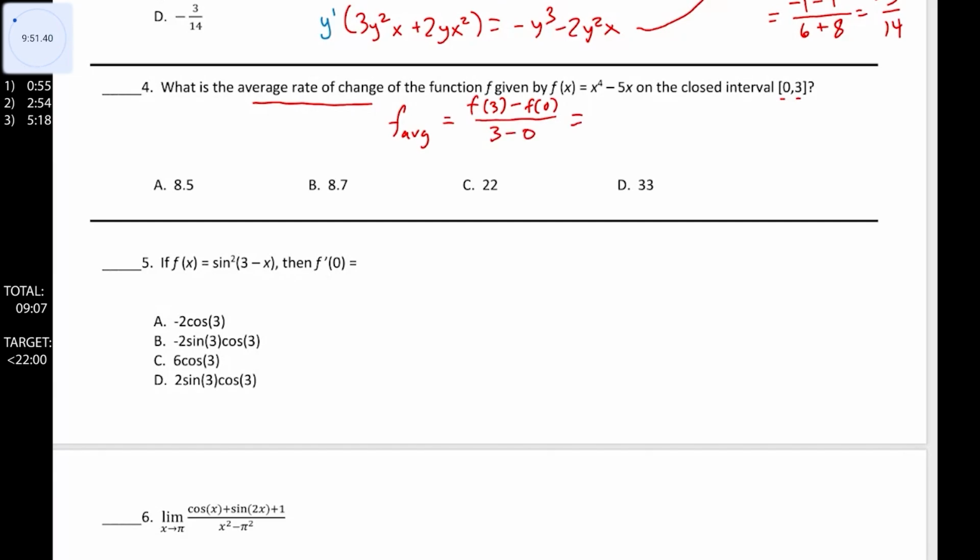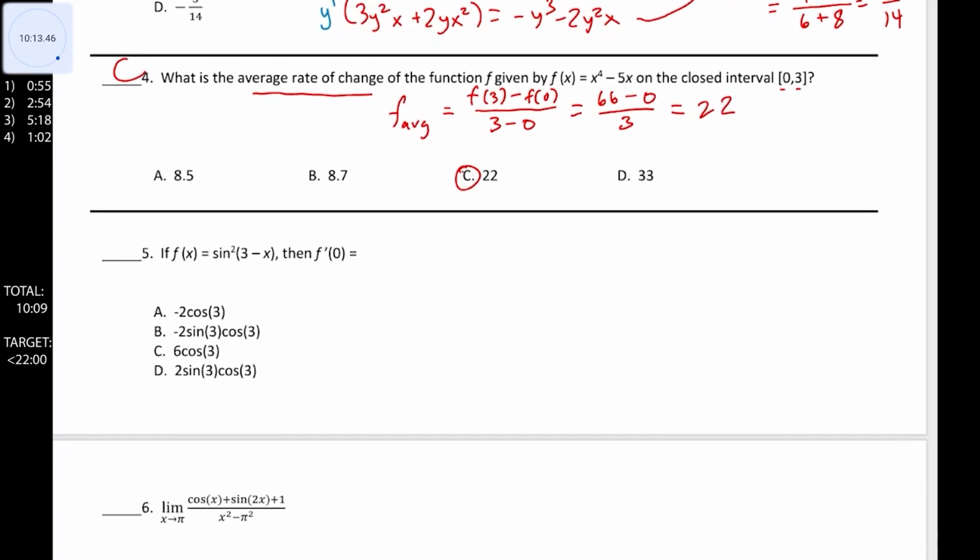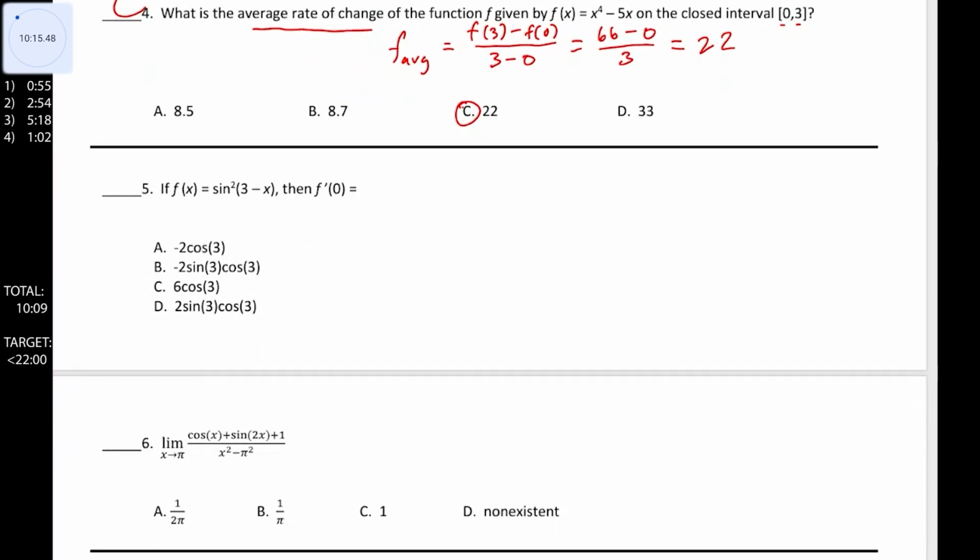Now, you will have to evaluate both f of 3 and f of 0. That shouldn't be too bad. F of 3 is going to be 3 to the 4th power, which is 81. Minus 15 is 66. And if I plug in 0, I get 0. 3 minus 0 is 3. And so, yeah, 66 divided by 3 is 22. And see how that one took us much less than 2 minutes. So there are going to be some problems that take you more and some that take you less.